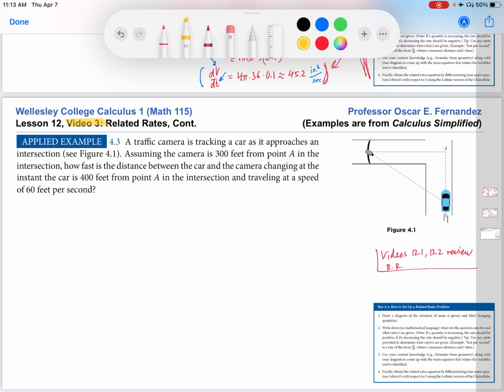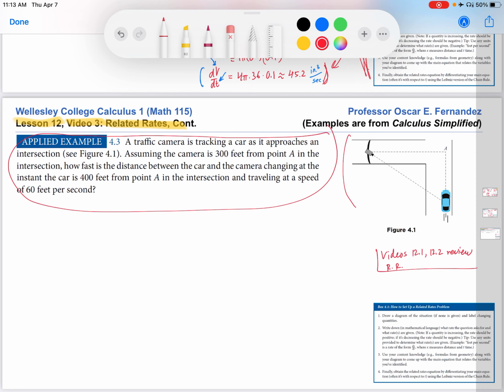This is video 3 in lesson 12. So we're still talking about related rates here. We've been doing that in these previous two videos in lesson 12. What's different about this particular example is that it's probably the hardest of the three. The reason is that, as you can see from the prompt, we're not given any information about the equation that we need to use to later relate the rates, but at least we are given a diagram.